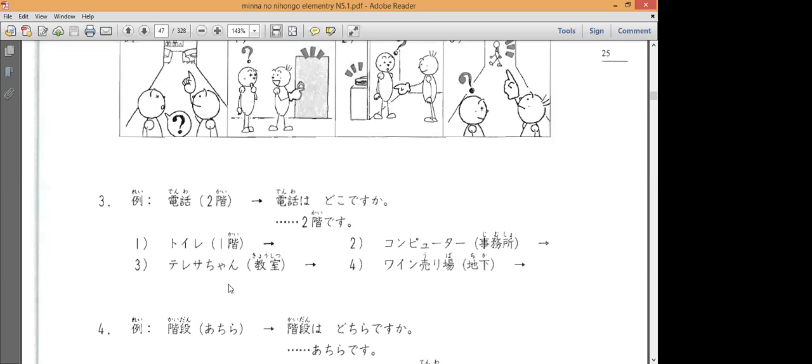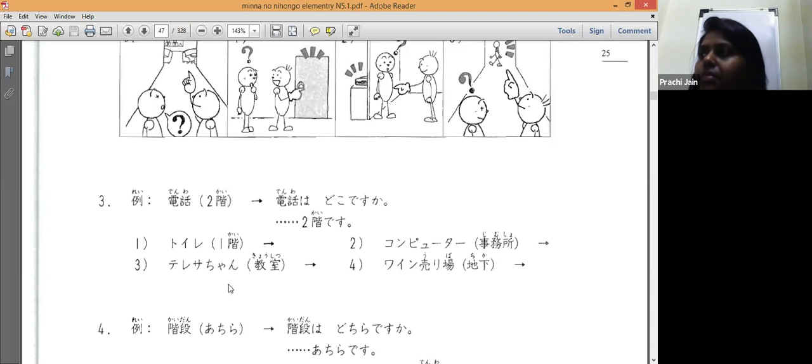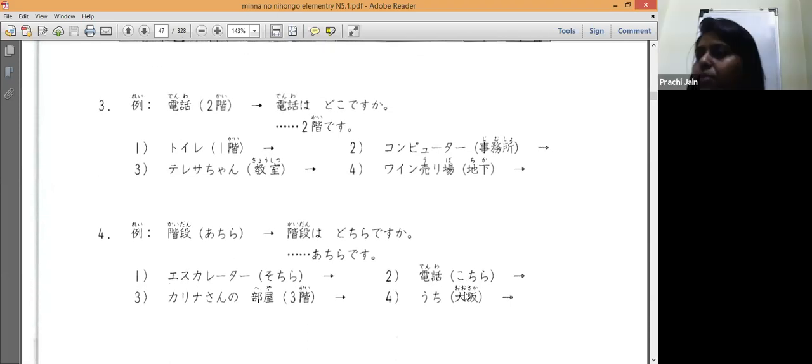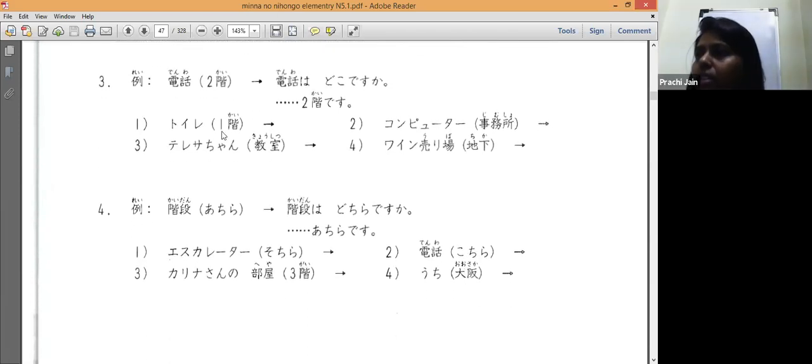Next? Teresa-chan wa dochira desu ka? Classroom. Wine uriba wa doko desu ka? Chika desu. Correct. Okay, now come to the fourth one. The fourth one is also like the third one, it's written kaidan. Kaidan, a staircase. In the bracket, it's written achira. So, kaidan wa dochira desu ka? Where is the staircase? Achira desu. It's over there. Write down 1, 2, 3, 4.